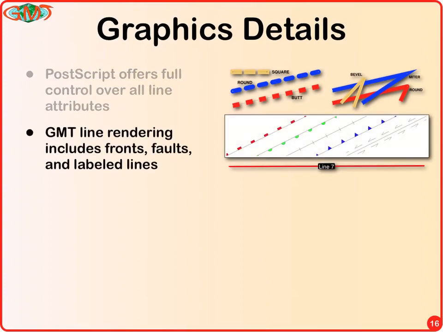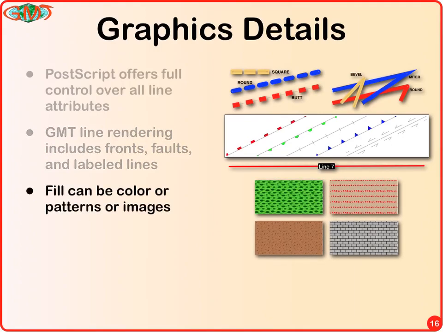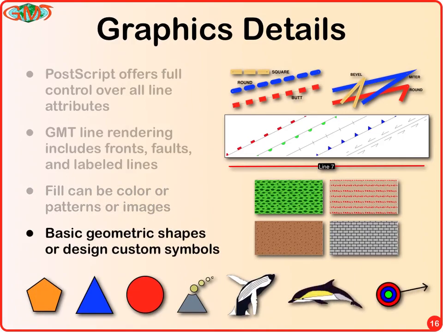For lines, we plot lines obviously, but we also have things like fronts and faults and labeled lines that are very useful in science. And you can configure these things any way you want. Symbols and polygons and texts can be plotted in color, of course, but you can also use patterns. Some of them can be geological map kind of pattern, or images. These can be just some JPEG. So you can make your own pattern to make things unique. And you can plot various symbols, the standard basic geometric ones, or you can design your own symbol and then use that as a symbol to plot your data globally.